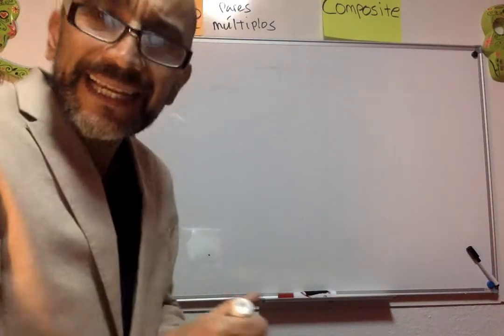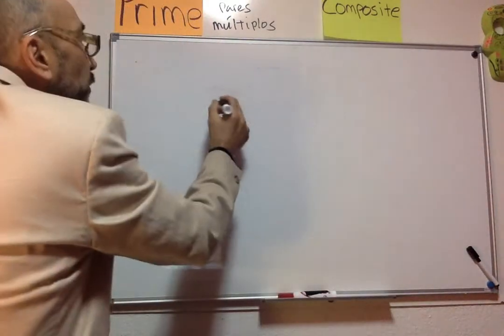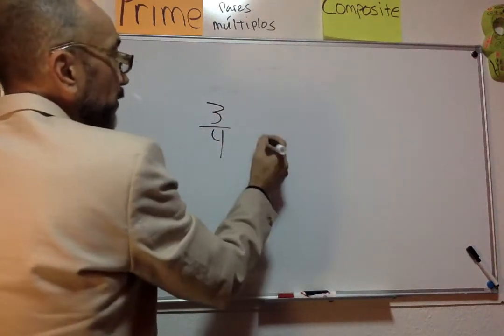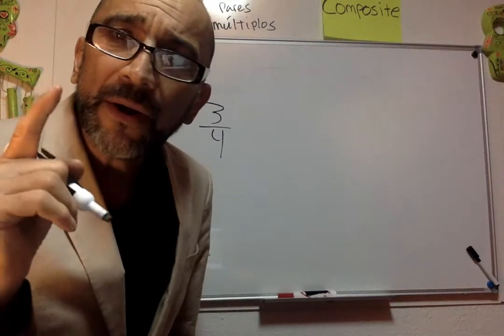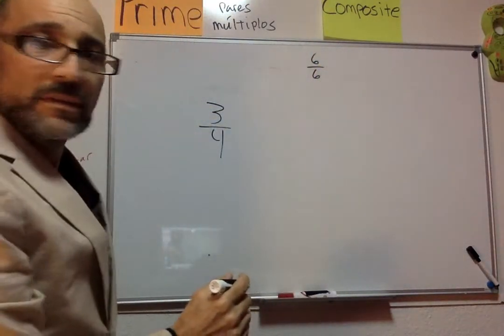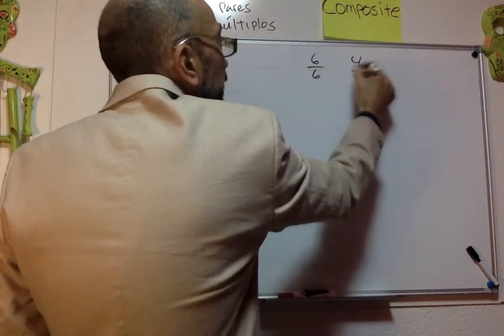And so that's exactly what we're doing. For example, let's say we have 3/4, right? We want to know what's equivalent. Okay, remember this. Remember how 6/6 was a whole? So 4/4 is a whole.